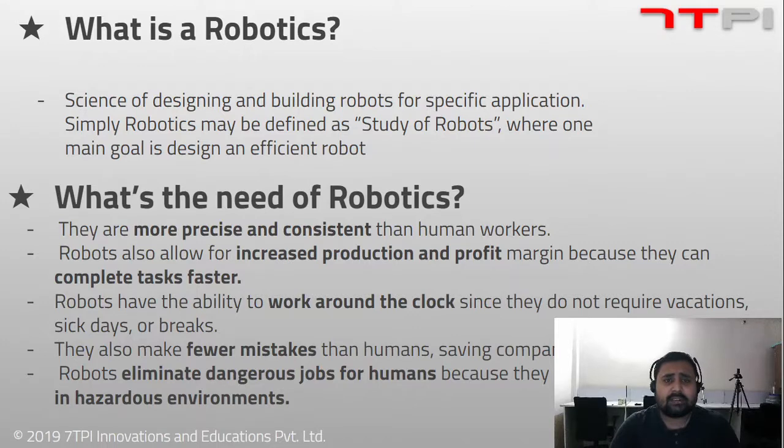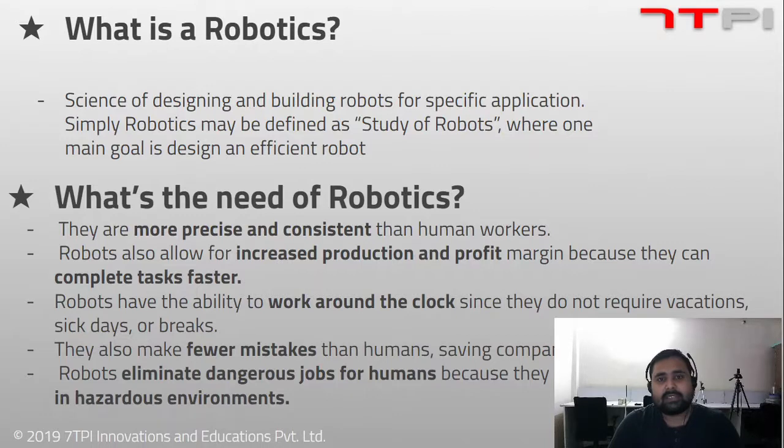Now, we'll study the definition. The definition says it is the science of designing and building robots for specific applications. As I told you, robotics is the study of robots. For building a robot, multiple things and multiple technologies are involved. If you want to design a robot, you have to know about programming, the mechanical structure, and electronics. So there are multiple things involved in building a robot.